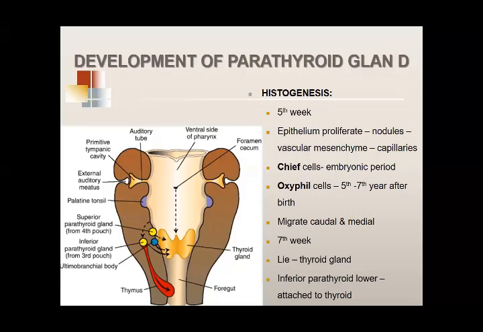So in the fifth week, the epithelium of this pouch proliferates. We are talking about the dorsal wing of the third pouch and the dorsal wing of the fourth pouch. In both dorsal wings, the epithelium proliferates and makes up nodules. Okay? These nodules are then invaded by vascular mesenchyme. Vascular mesenchyme then develops into capillaries. I repeat once again, the dorsal wing of the third pouch and the dorsal wing of the fourth pouch.